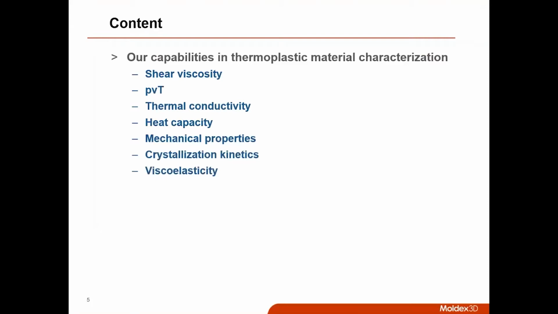Our capabilities in the thermoplastic material characterization service will cover basically all the material properties that are listed here. That's the viscosity. By viscosity, I mean shear viscosities. There is another material property that's quite often heard, the extensional or elongational viscosities, but that's not what we are covering here today. And the other one is PVT, the pressure, specific volume, and temperature relationship. It's very important in the packing phase.